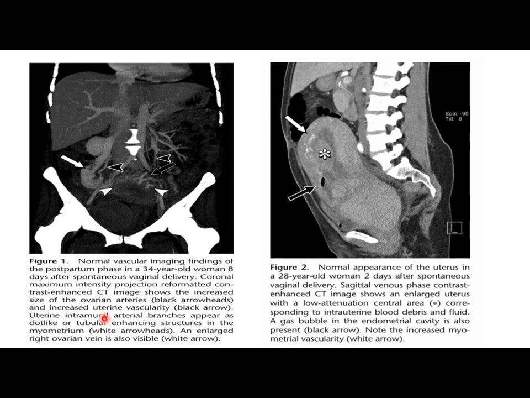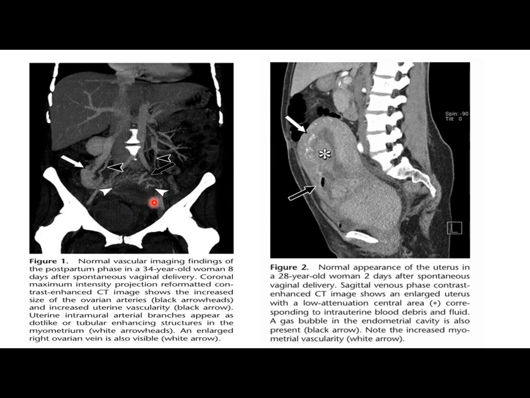Enlargement of both ovarian arteries. Both ovarian arteries are enlarged, with the right ovarian vein also enlarged and dilated. Also, the uterine arteries have become dilated and more prominent.